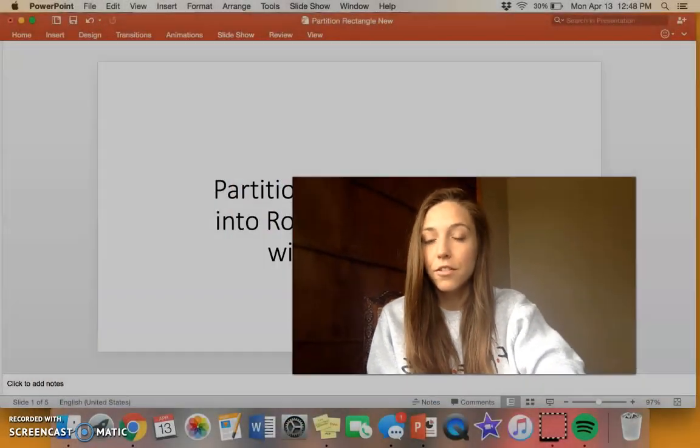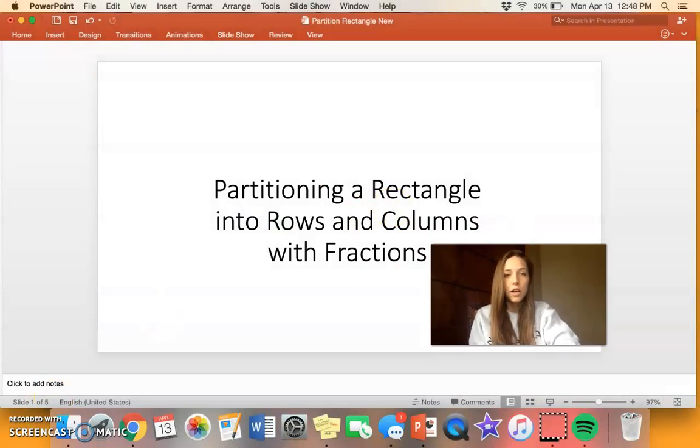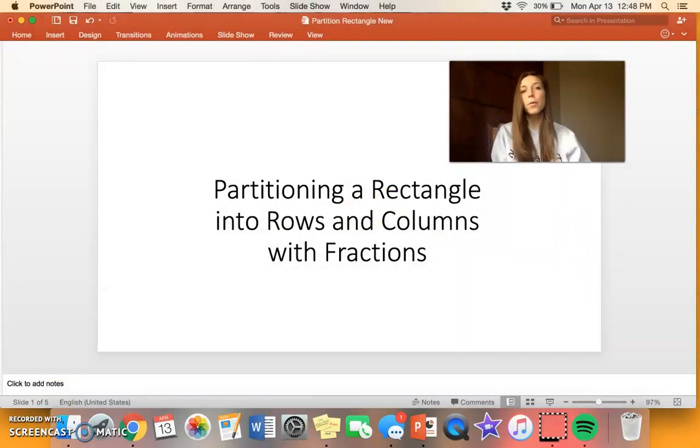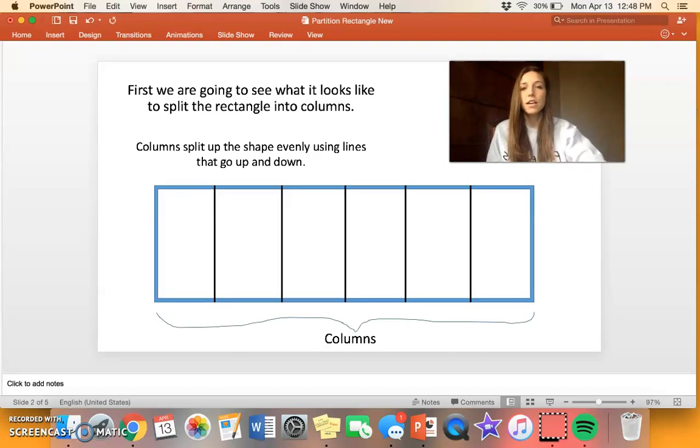Alrighty, with that being said, we are going to dive right into this nice PowerPoint that I have today. Like I said, we're partitioning a rectangle with rows and columns. Getting started, first we are going to look and see what it looks like to split a rectangle into columns.